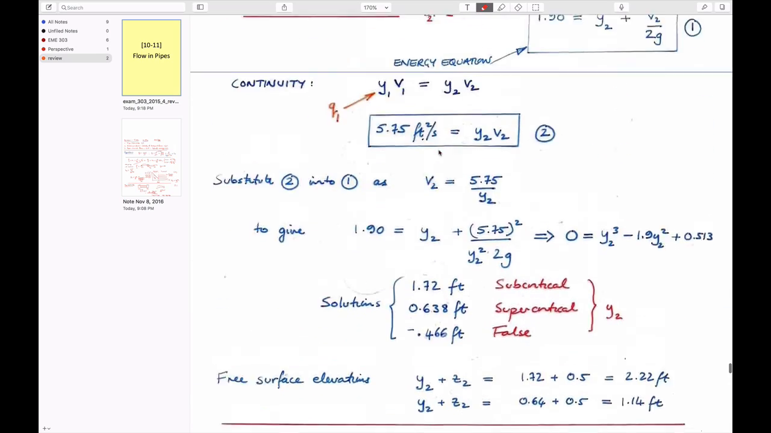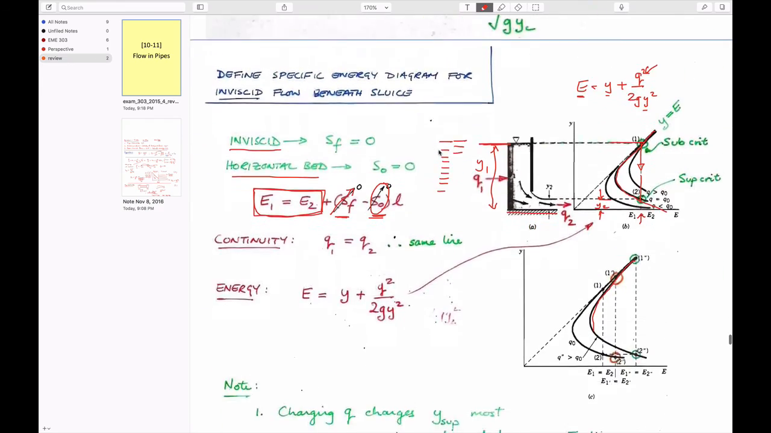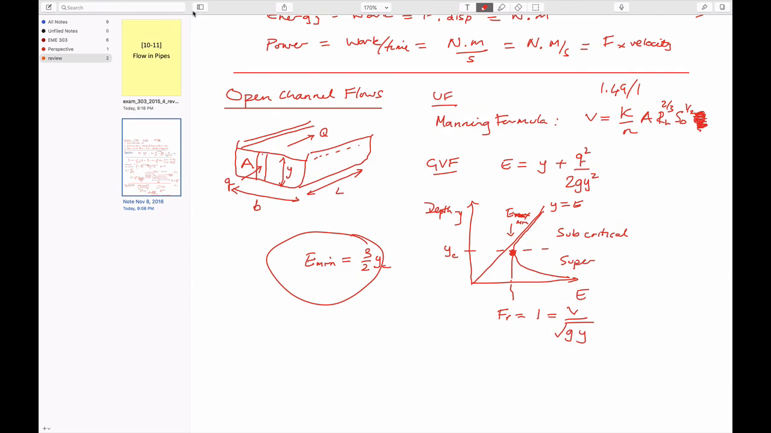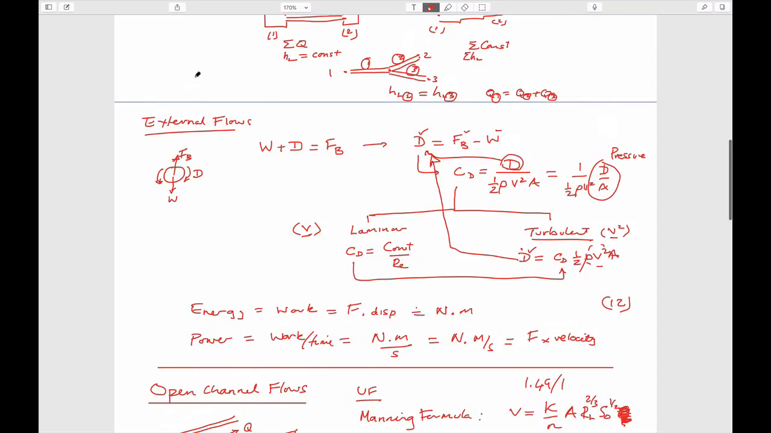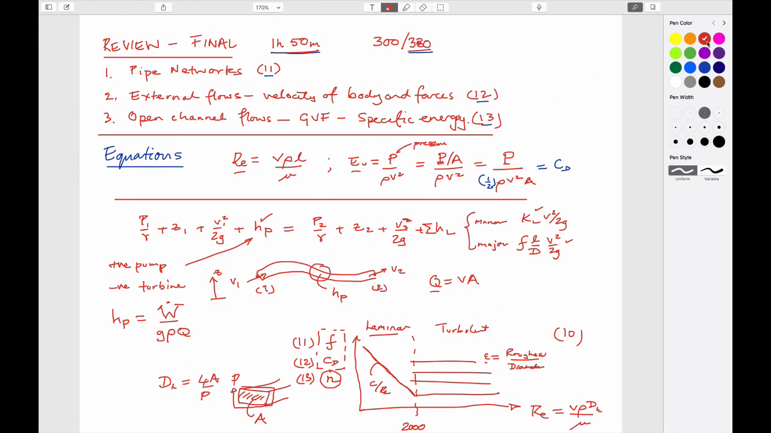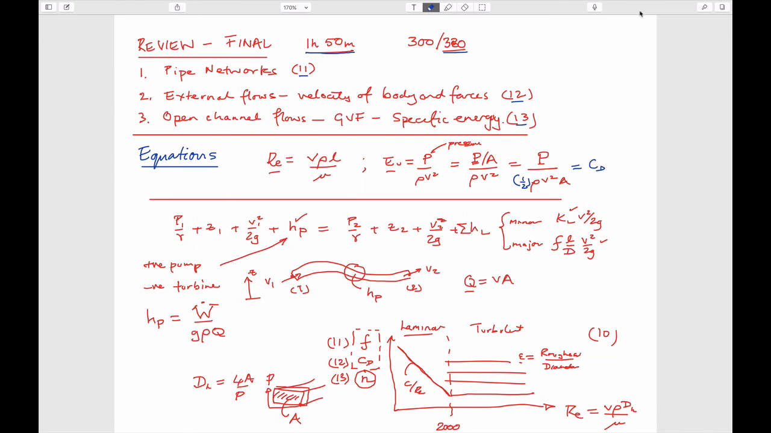So just to summarize, we talked about what the individual components should be: three equations, one on pipe networks, which we talked about both parallel and tapering, and also branch networks and how to solve for those.